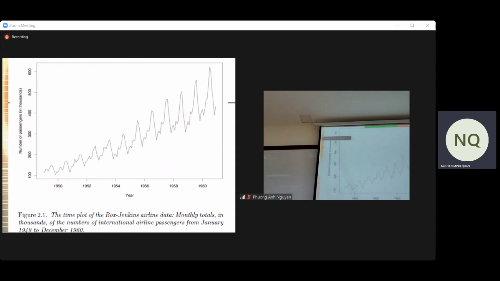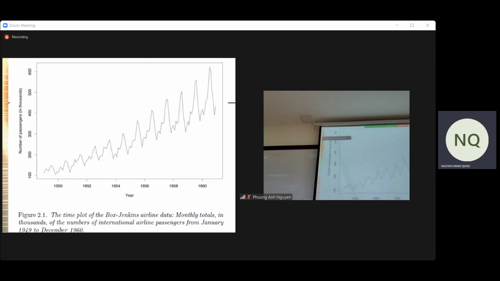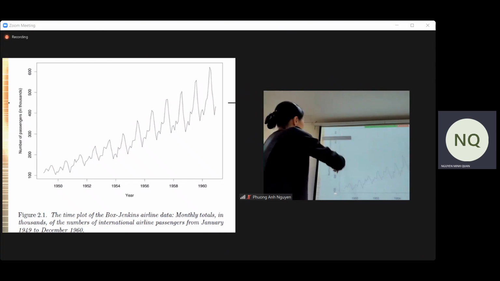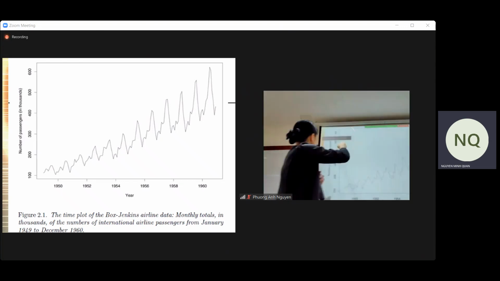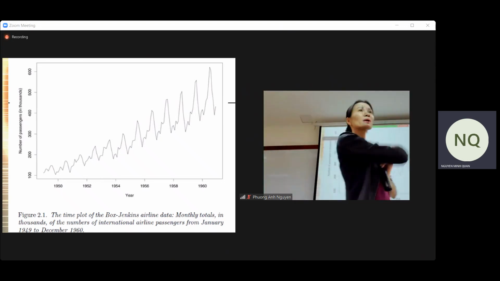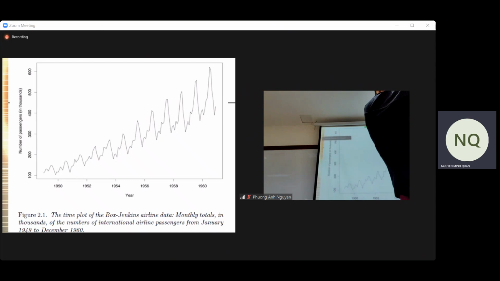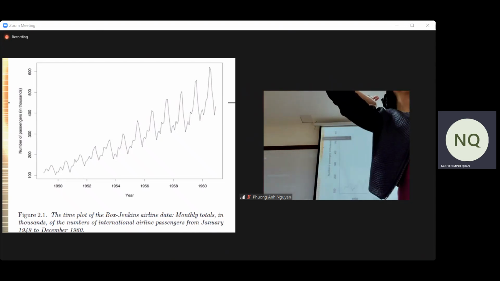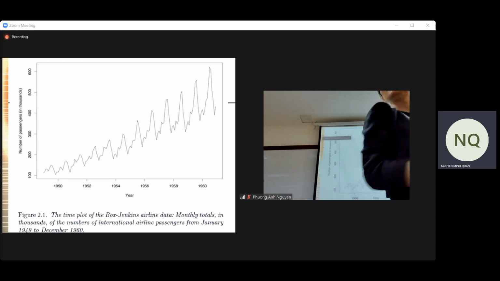So can you give me some features? What can you observe from the curve? What special can you observe from the curve? Here it is a time plot, number of passengers over time, in 50, 51, 52, 60, for example. What can you observe from this curve? Any special remark on this curve?